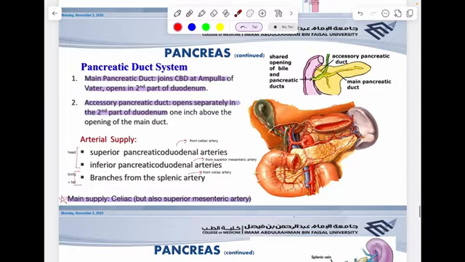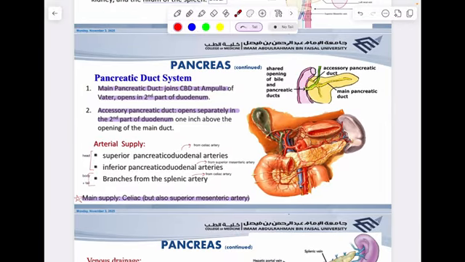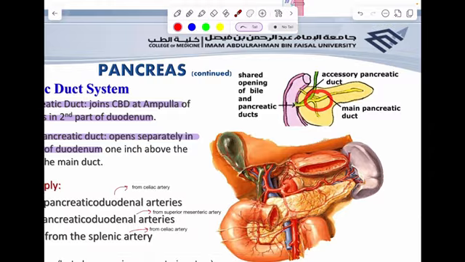But بالنسبة لي, the duct system, similarly to the gallbladder, its main duct is going to join it at the ampulla of Vater. تقريبا هنا كذا. It's going to open into the second part of the duodenum. We also have the accessory pancreatic duct, and that's going to open separately in the second part of the duodenum, about 1 inch above it. زي ما انتم شايفين بالصورة هنا, this is going to be the main duct, this is going to be the accessory duct.